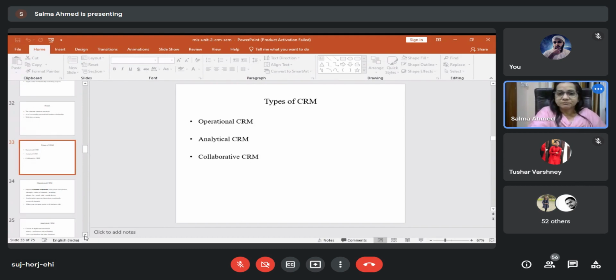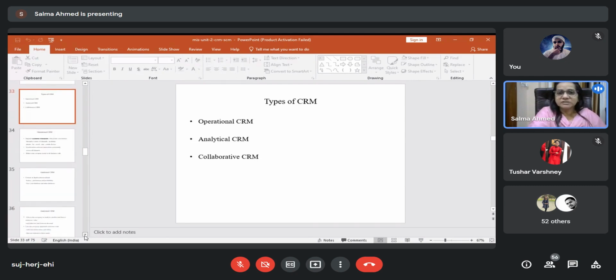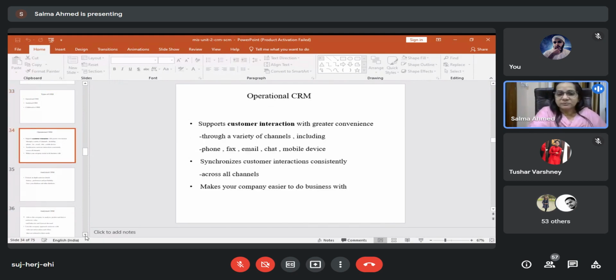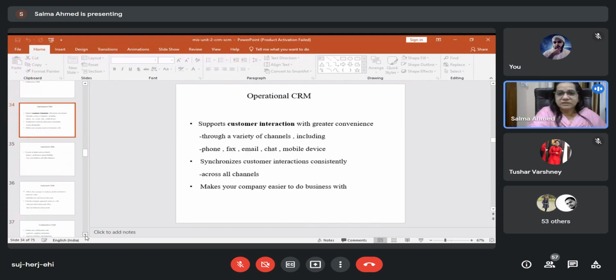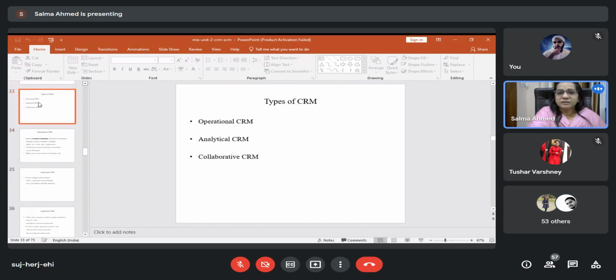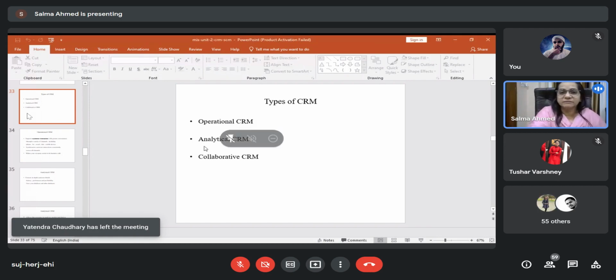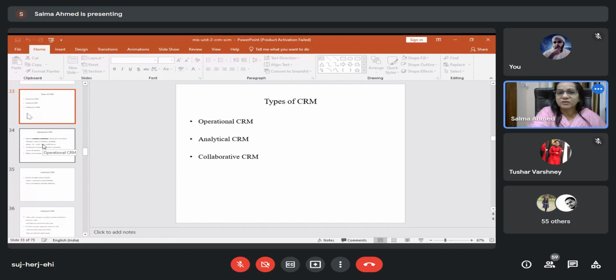Now, coming to the types of CRM, there are three kinds: operational CRM, analytical CRM, and collaborative CRM. Now, let's see what is operational CRM. So there we have discussed the phases. The phases are three: first is acquiring the customer, then what we call nurturing or enhancing the customer's experience, and finally retaining the customer. Now we move on to the types of CRM. It is operational, analytical, and collaborative.